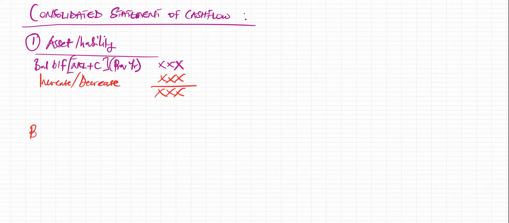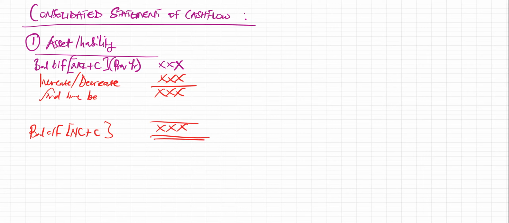Then I compare it to the closing balance, the one at this year. So if there are two, non-current plus current, I add the two up and then I compare it, because this is what it should be. It should have been this, but it became this. So the difference becomes the cash received or paid. Are we okay? Good.